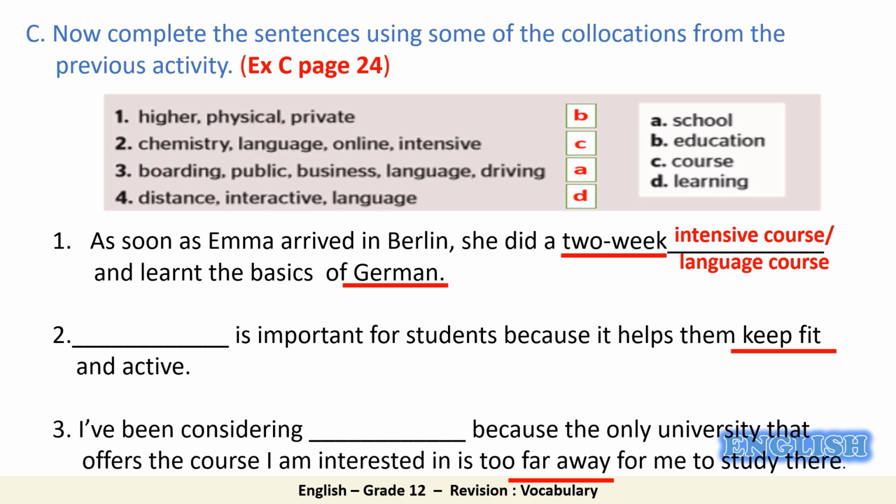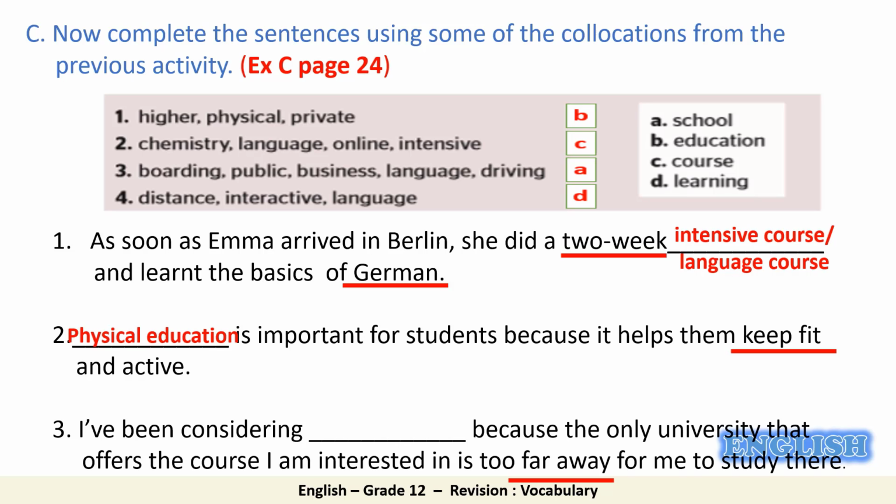Number 2. Space is important for students because it helps them keep fit and active. The subject that you have at school and it helps you keep fit is physical education or PE. Excellent. Next, I've been considering because the only university that offers the course I am interested in is too far away for me to study there.